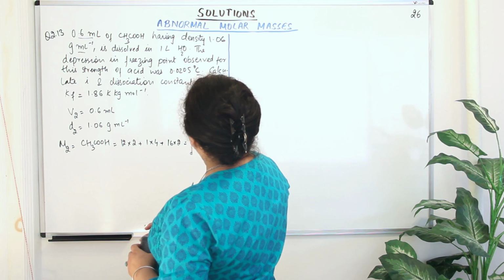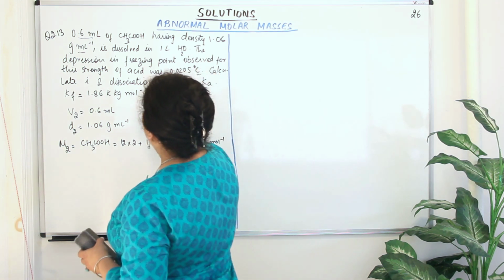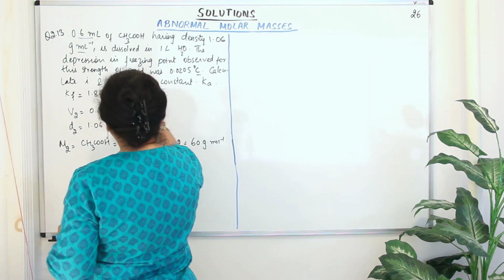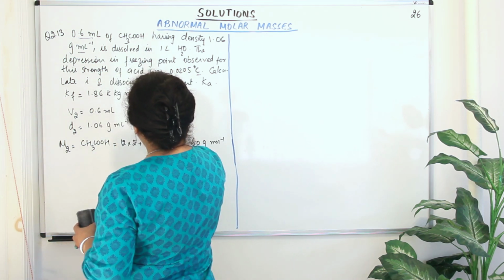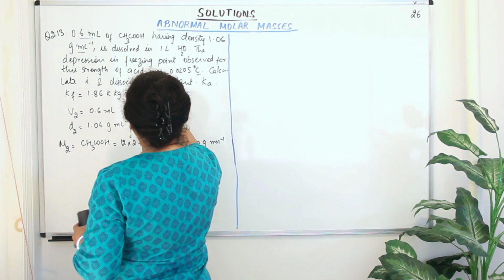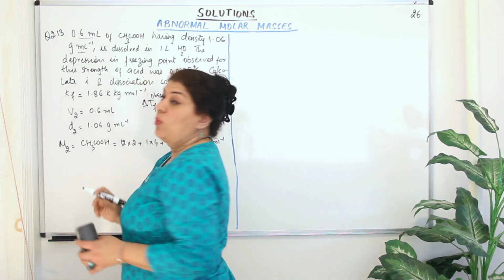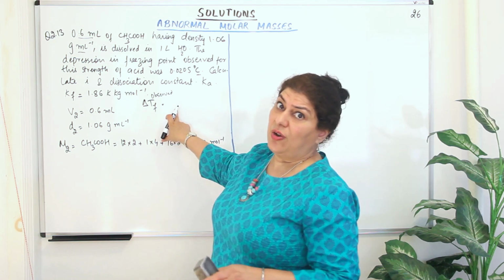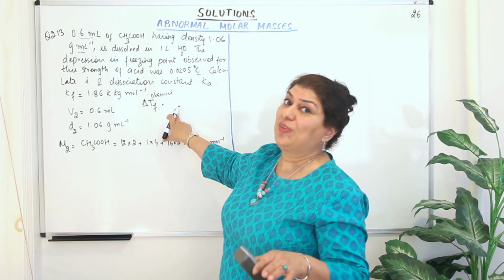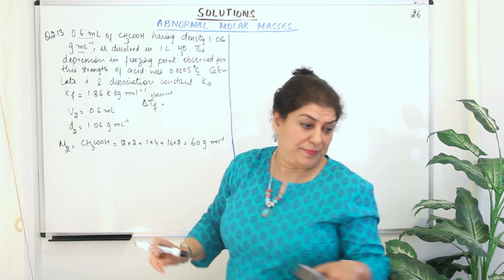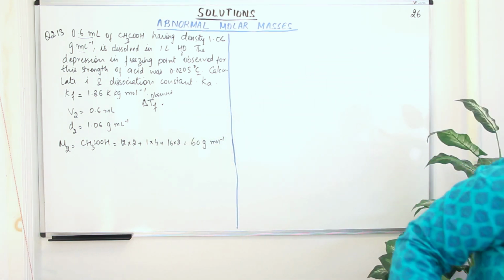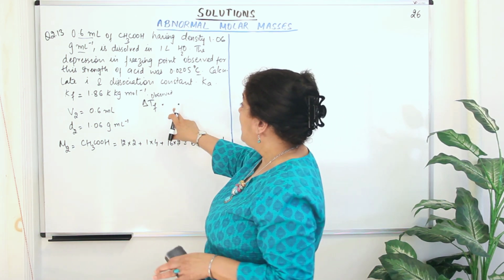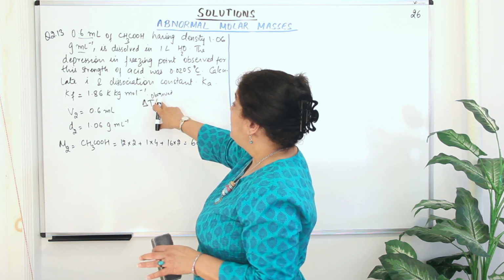And what else is given to us? The depression in freezing point observed for the strength of acid, that is delta TF. That was observed, so this is the observed value. Why am I writing this? Because what is van't Hoff factor? Van't Hoff factor is the observed colligative property upon the calculated colligative property, right? Yes. So it would be the observed colligative property upon the calculated colligative property. Therefore, I am writing observed here.